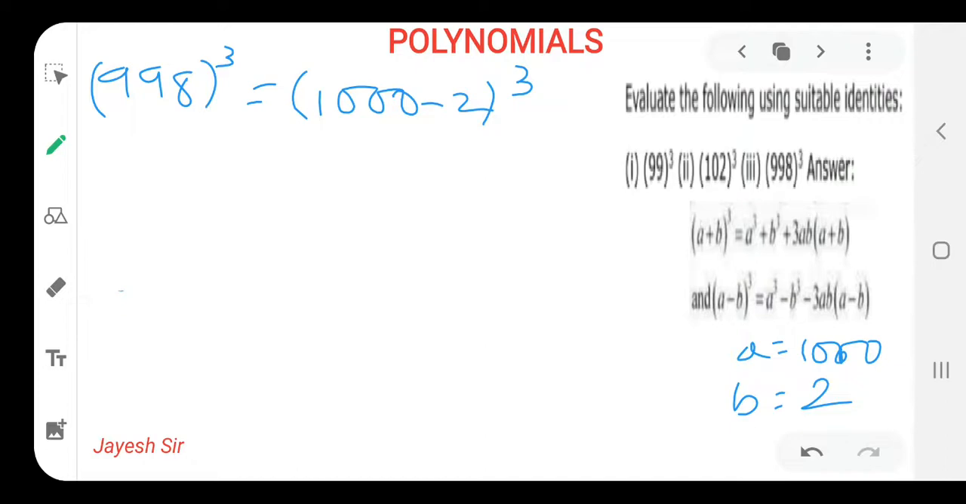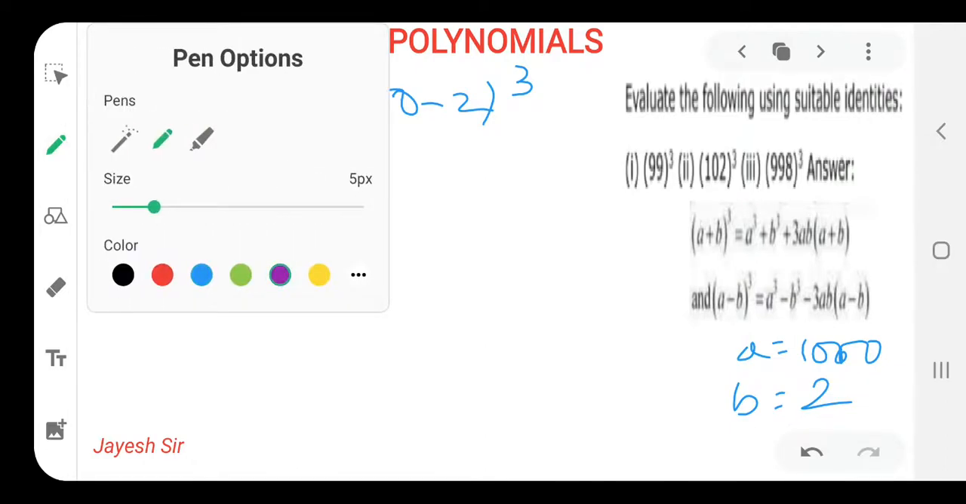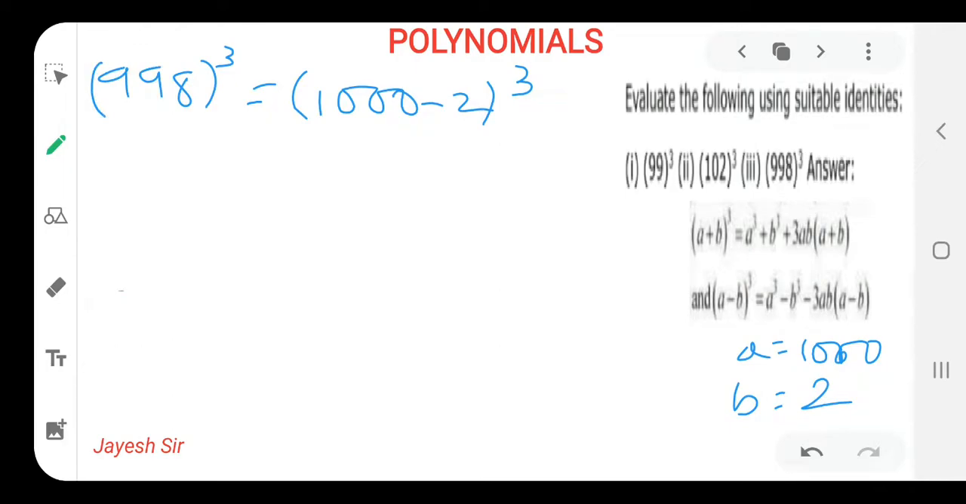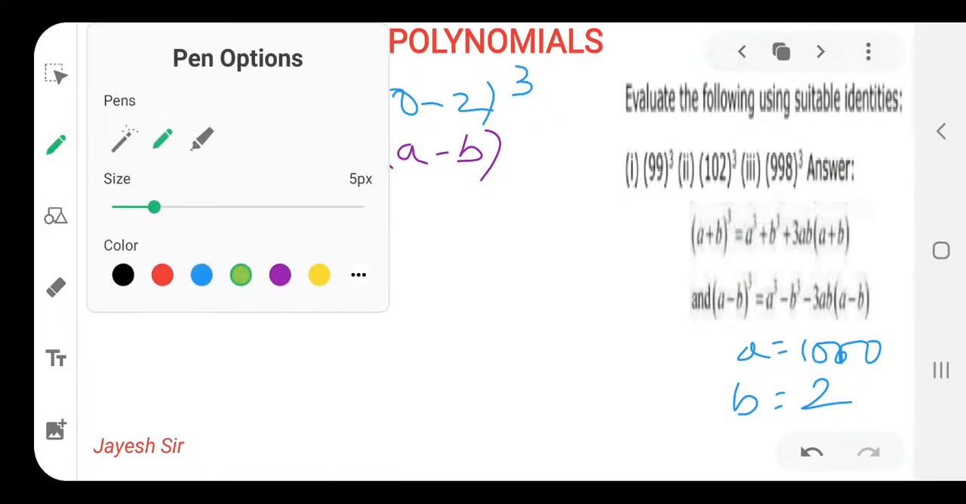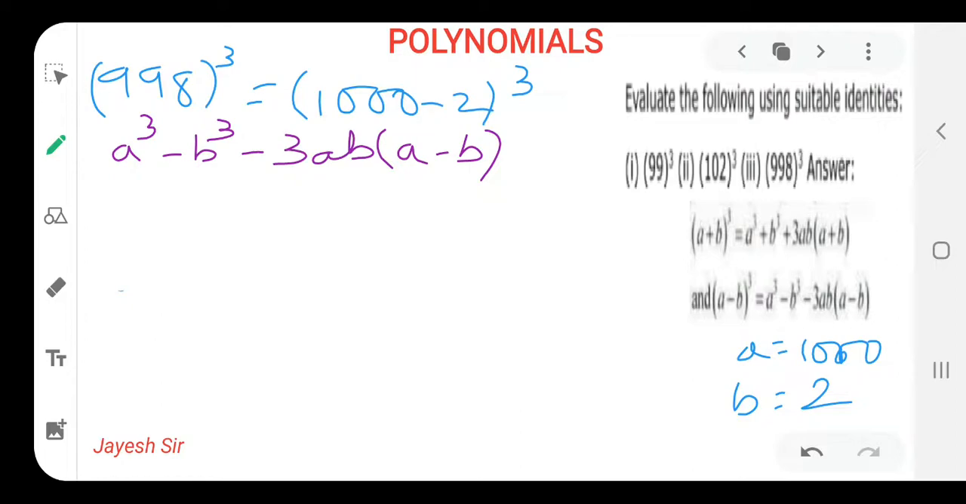Now what we are going to do, we will just put the right hand side of the formula over here, and after that we will put the values of a and b in the given equation. Yes friends, I have written the right hand side of the formula. Now I will put the values of a and b in my formula. I have written over here 1000 cube minus 2 cube minus 3 in bracket 1000 over here 2.